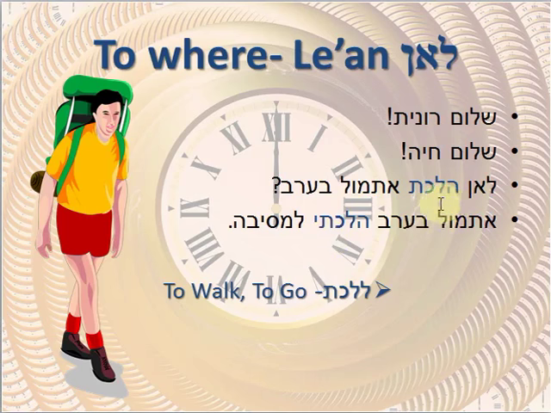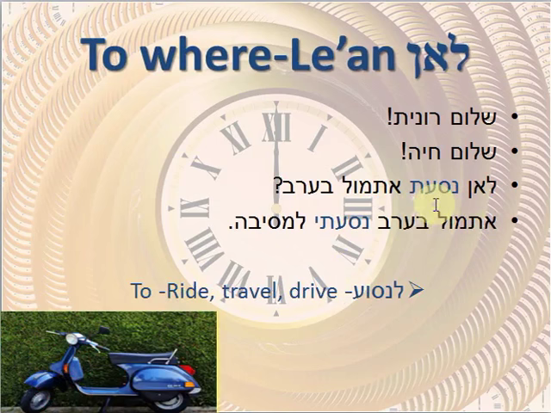In this case we have halacht. In our next example we have nasat. So le'an nasat, etmol ba'erev. You can see here Shalom Ronit, Shalom Chaya, le'an, to where? Le'an nasat, etmol ba'erev. Etmol ba'erev nasati למסיבה. So at nasat. You drove, you traveled to, you went to.